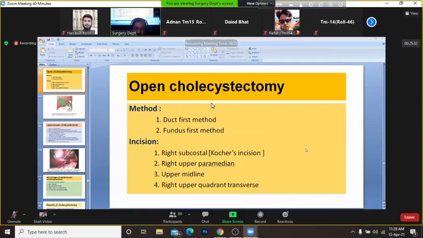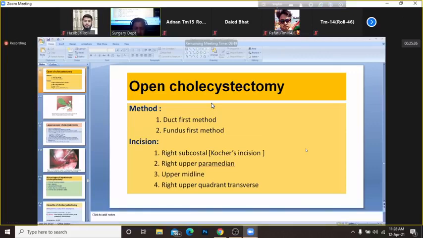Sometimes it can be done by upper midline incision. Sometimes it can be done by right upper quadrant transverse incision. So these are the traditional incisions for cholecystectomy, but the most convenient one is the right subcostal or Coker's incision. Sometimes it may be right upper paramedian, but upper midline and right upper quadrant transverse incisions can also be used.